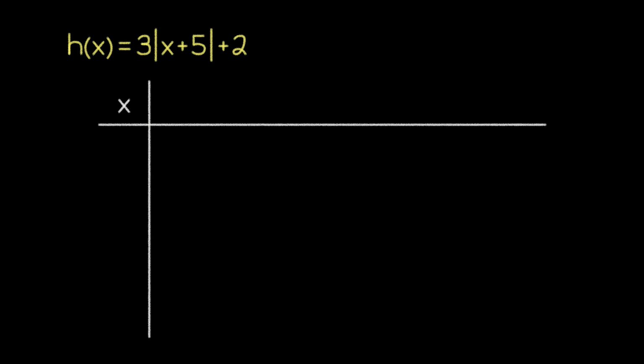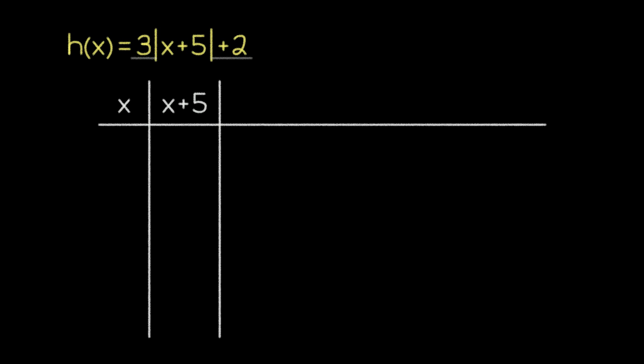Then we ask ourselves, what's the first thing happening to x? And if we look inside the absolute value bars, we can see that right away we're adding 5. So our next column is going to represent x plus 5. From here, you might look at this function and think that there are just 2 more steps to complete, multiplying by 3 and adding 2.